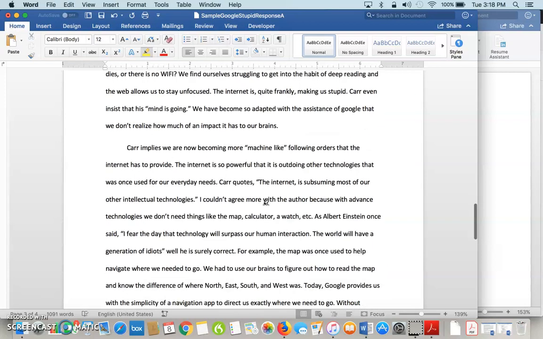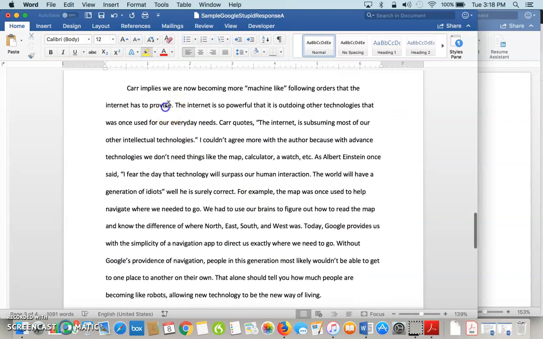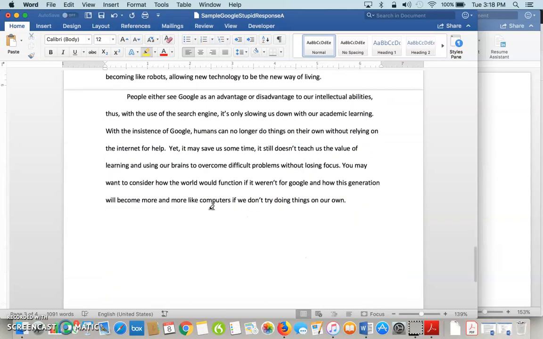Then we'll see that the person uses some examples from the internet. Now the last piece here is Carr implies that we're now becoming more machine-like, following orders that the internet provides. So remember, you can see how that wasn't a part of the thesis. So the first thing I look at is what the points of the person making are, and then do I see those as strong topic sentences? So notice we haven't really gotten into the content yet. So anyway, that's what I'll do. I'll look that over with your paper.